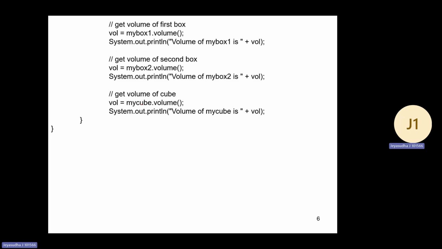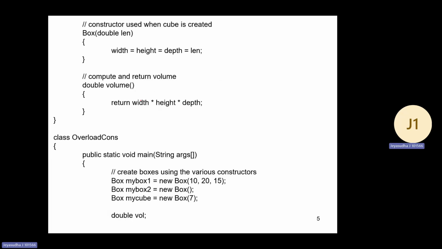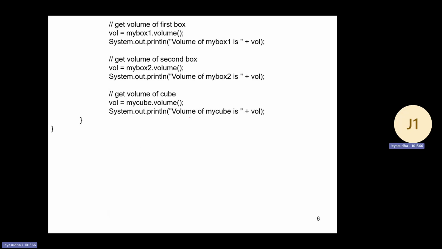So this is how constructor overloading works. We are just calling the volume and printing it for the first object, the second object, and the third object. We have created a temporary variable of type double, volume, so that we get all the values and can print them in the result. We will just see how it works in Colab.